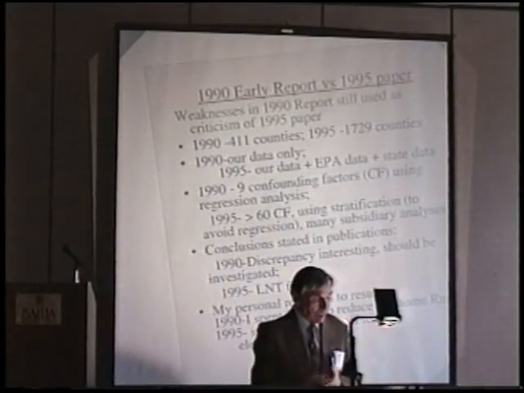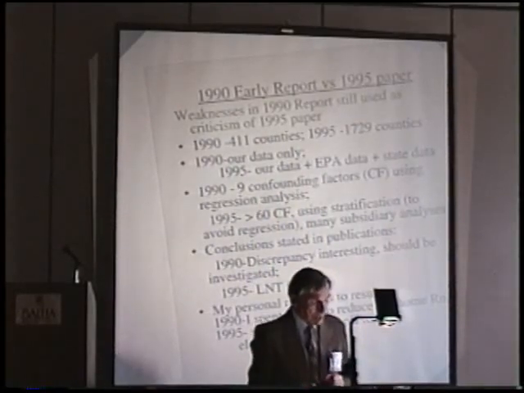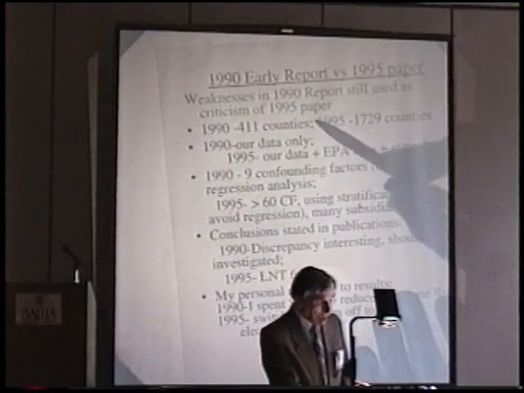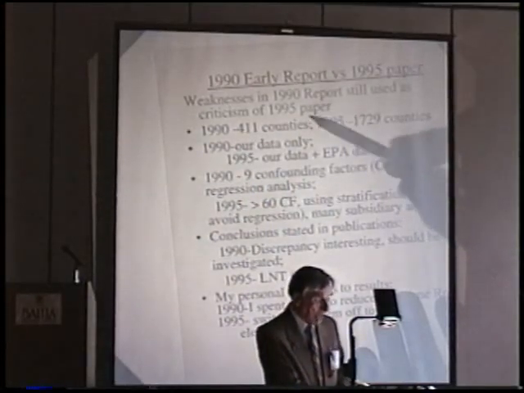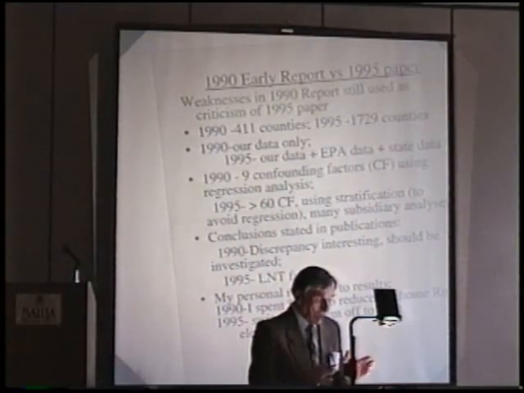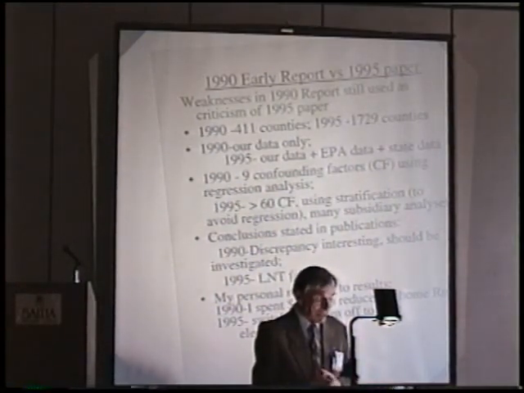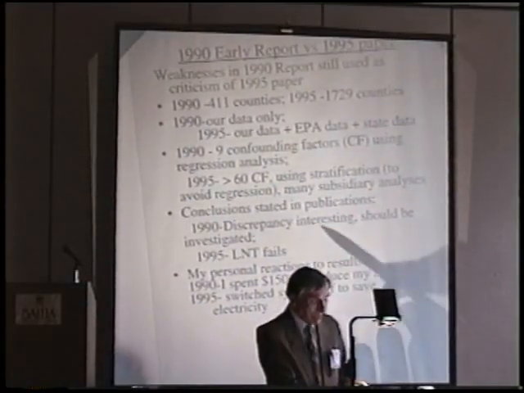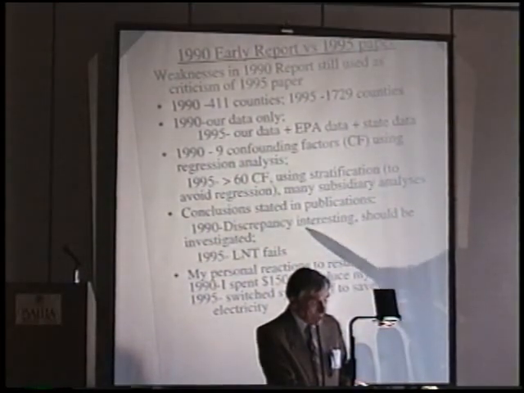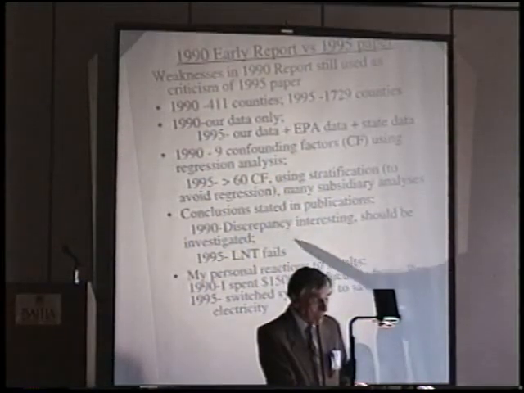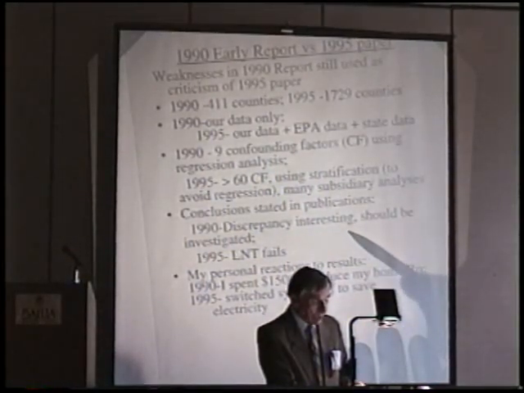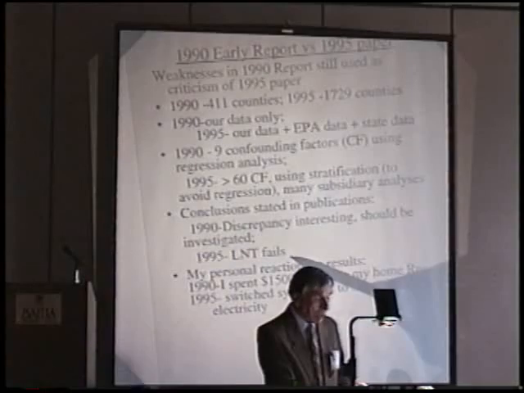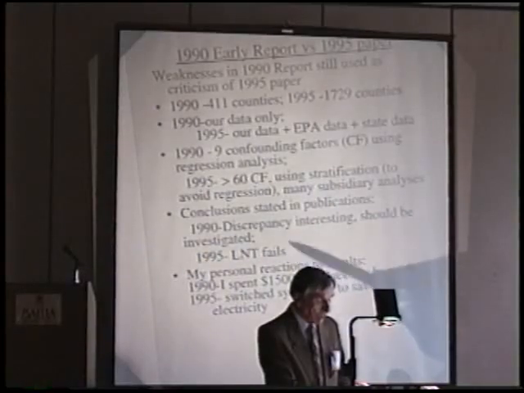One of the excuses people have given for not looking at our study is they say they read our 1990 paper, which had a lot of weaknesses, which were laid out in that paper, and all they were doing was agreeing that the things I said weren't very complete. But the conclusions, as stated in the publications, in the 1990 paper, I said this discrepancy was interesting and should be investigated, whereas our 1995 paper concluded that linear no threshold theory fails.